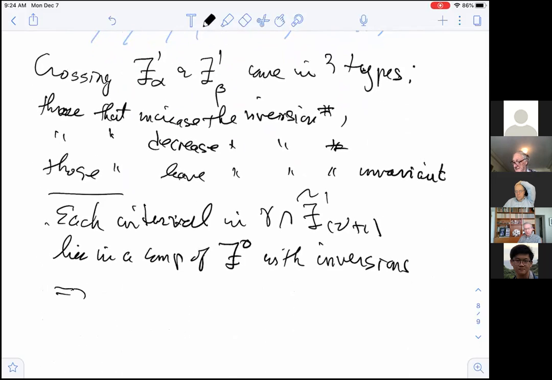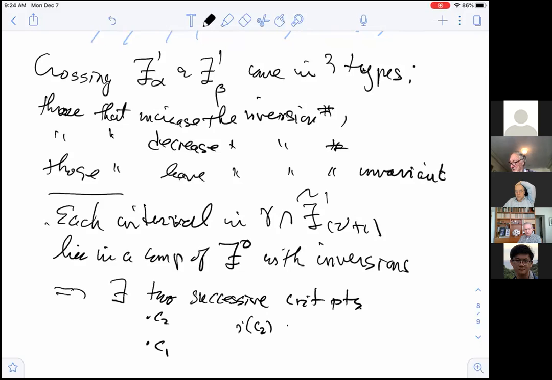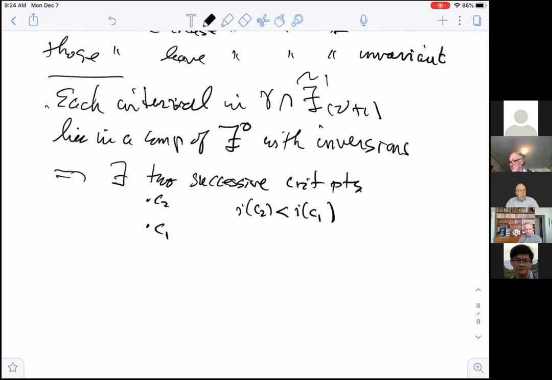Okay, that implies for each of these regions, there exist 2 successive critical points, one after the other vertically, C1 and C2, with no critical points in between, with the index of C2 less than the index of C1. That's an inversion. If you have anywhere an inversion, you have to find an inversion of 2 successive members. That's sort of obvious. I won't go through it.